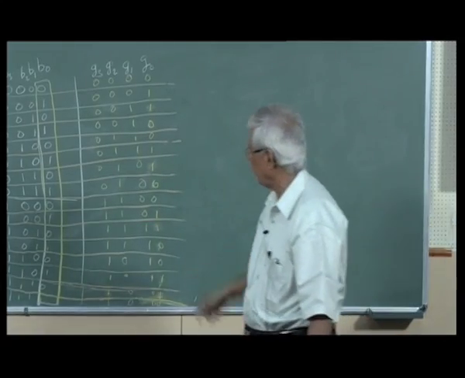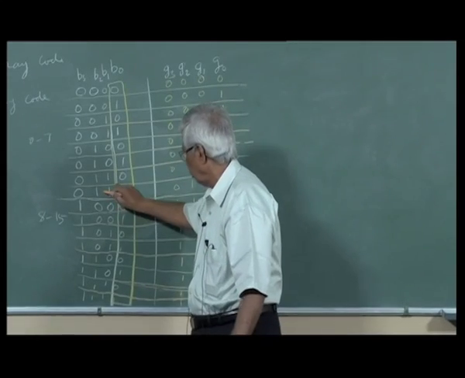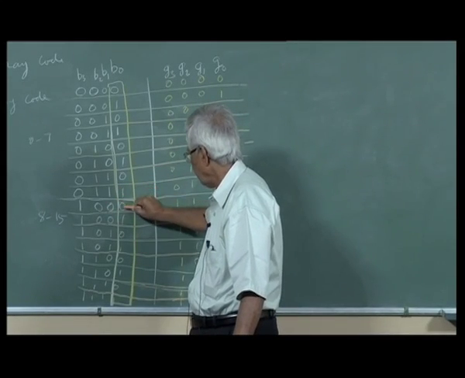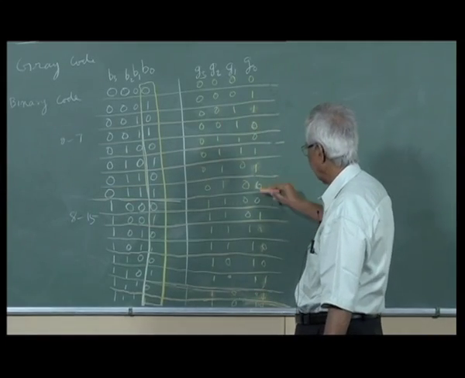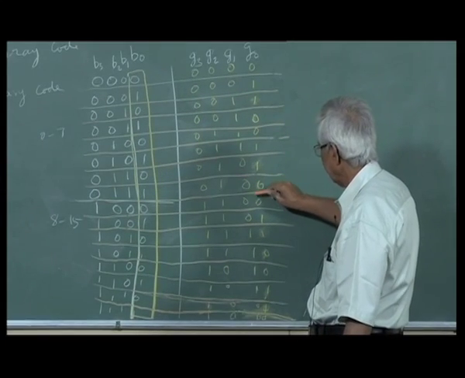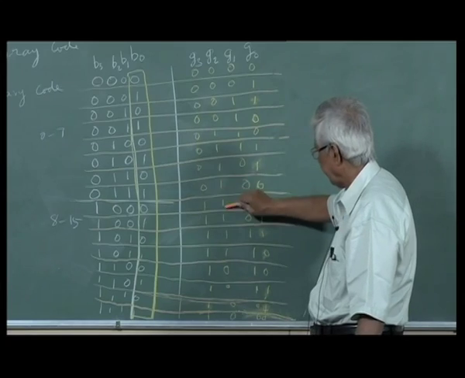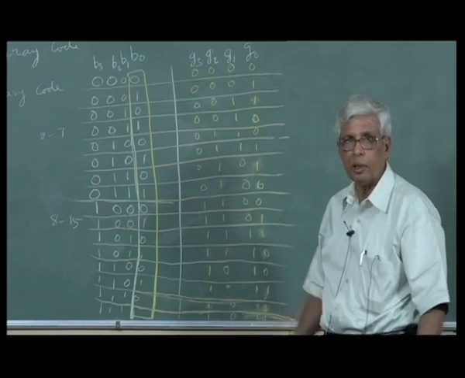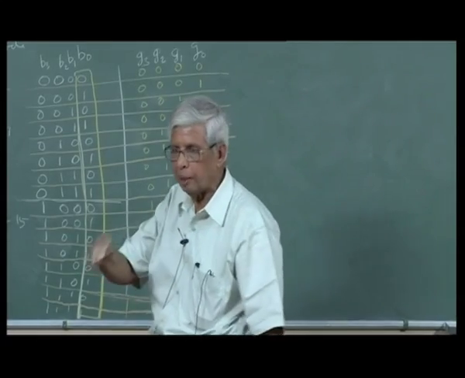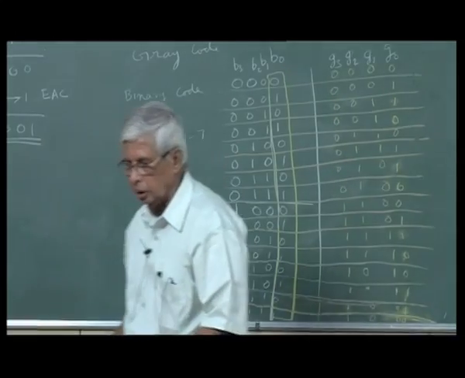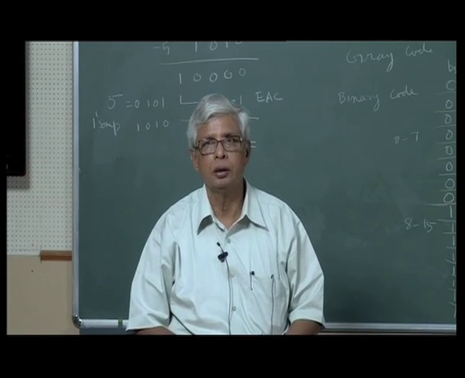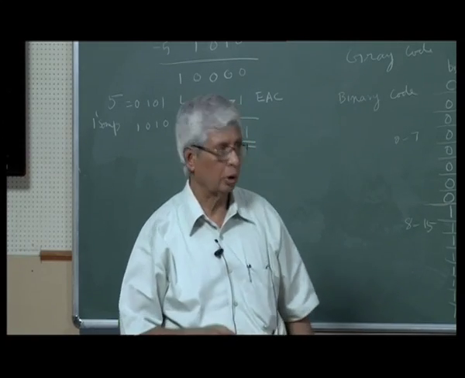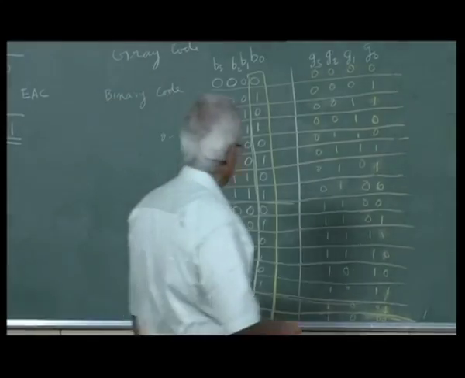Whereas in binary, for example, if you take 7 to 8, 1 becomes 0, 1 becomes 0, 1 becomes 0, 0 becomes 1. Whereas here, 7 to 8, this 0 remains, this 0 remains, this 1 remains, this 0 becomes 1. There is only one bit change from one number to the adjacent number in gray code corresponding to binary code. What is the advantage? Why do we have to do this? That is the question.